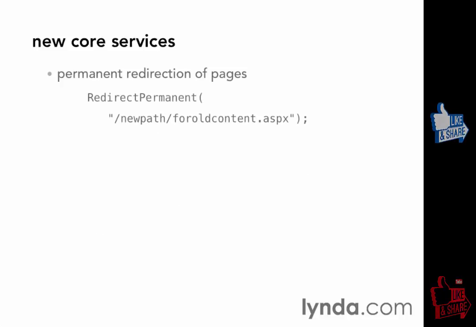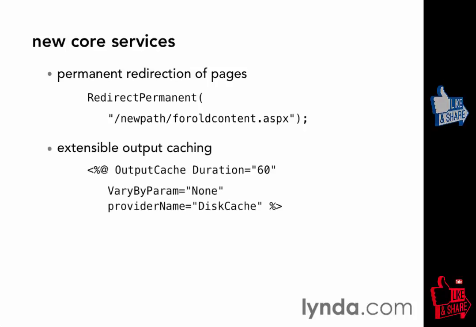These include permanent redirection of pages. For example, if you have a .NET page that's been replaced by another page, you can use this directive, redirect permanent, and then that page will always be replaced by the new page that you describe. There's also a feature called extensible output caching. By default, ASP.NET content is cached to memory, but you can change that to save it to system disk instead. Take a look at the output cache directive in the documentation for more details.